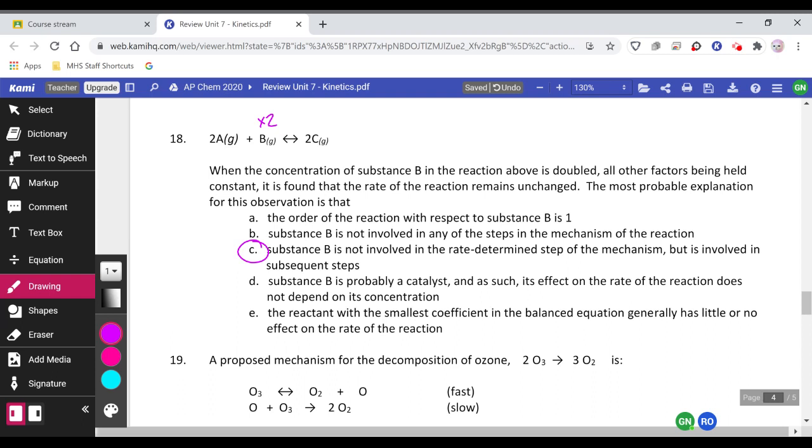Okay. D says substance B is probably a catalyst, so its effect on the rate of the reaction does not depend on concentration. The last part of that makes that not true. And then E, the reactant with the smallest coefficient in the balanced equation generally has little or no effect on the... no. And that's just our answer on that one.